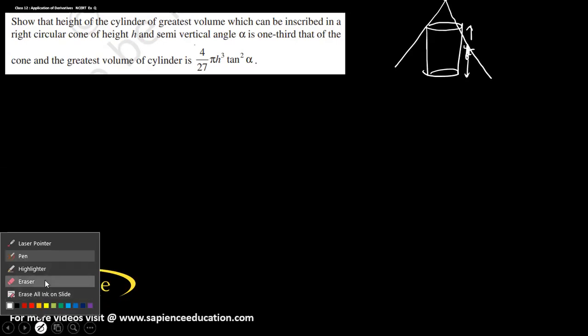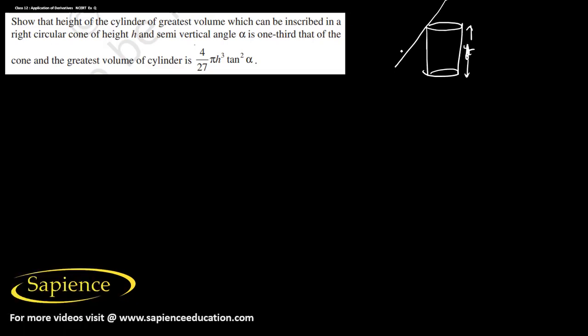So here it has been asked to show that the height of the cylinder of greatest volume, we have to prove that the height of this cylinder, that is, suppose y, which can be inscribed in a right circular cone.